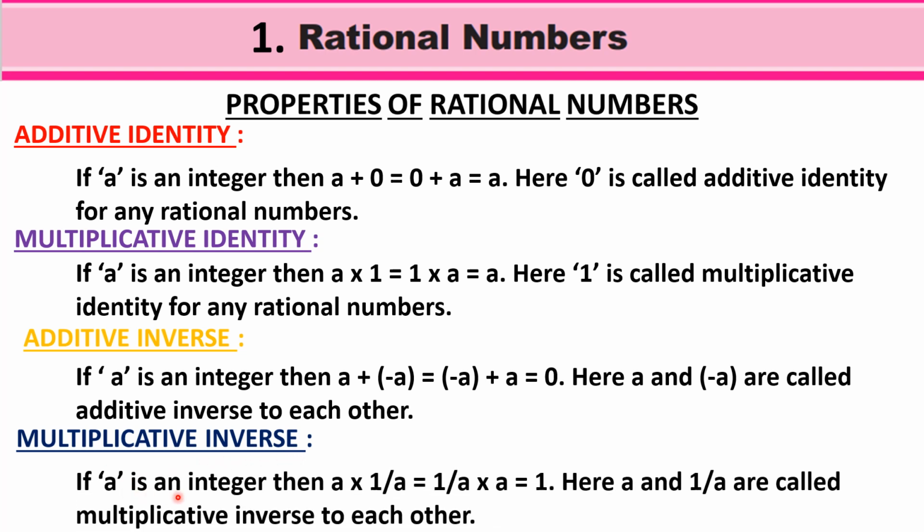So if a is an integer, then a into 1 by a is equal to 1 by a into a is equal to 1. Here a and 1 by a are called multiplicative inverse to each other, right? Already we know that multiplicative inverse is nothing but reciprocal. Understand? Multiplicative inverse is nothing but reciprocal only. Here, what is the reciprocal of a? 1 by a. 1 by a is the reciprocal of a. That's why here a and 1 by a are called multiplicative inverse to each other. Okay?